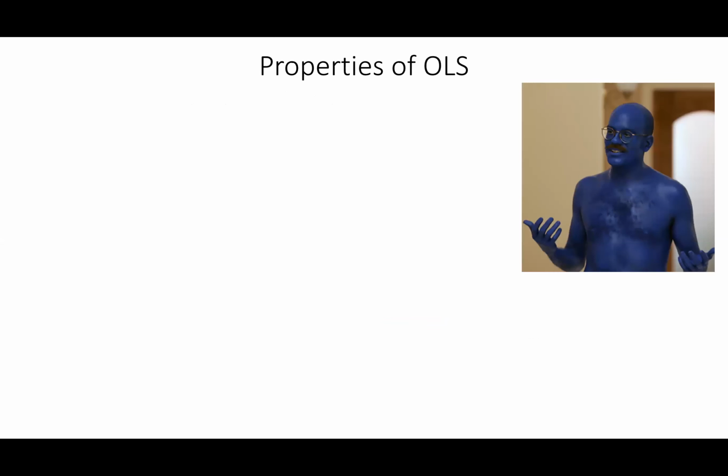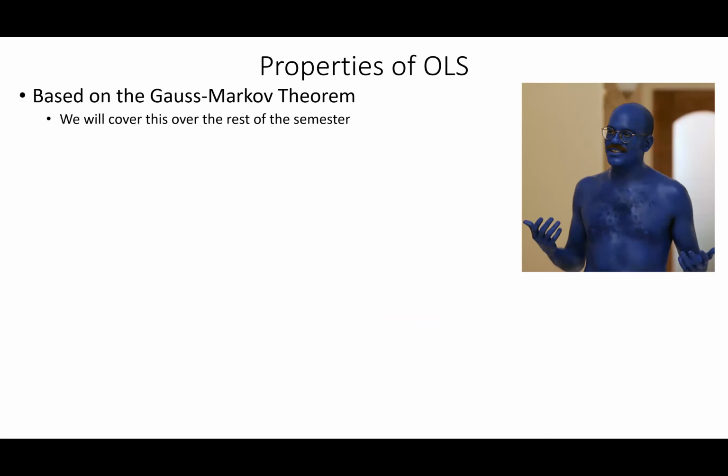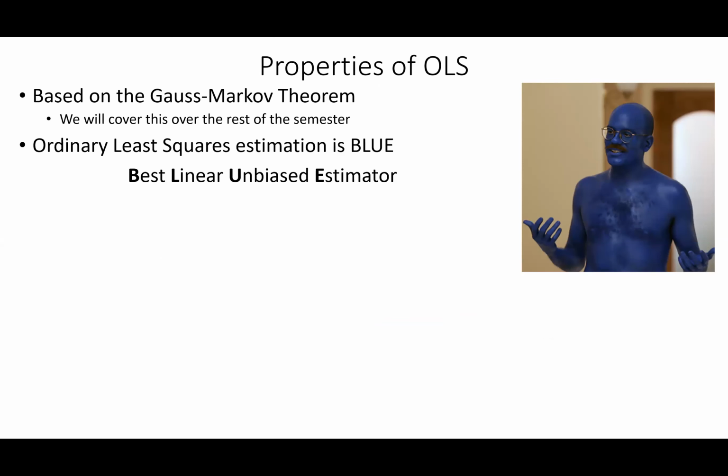Okay, so what are the properties of ordinary least squares regression? Well, the main properties that we're going to talk about are based upon the Gauss-Markov theorem, whose assumptions we are going to cover in more than plenty of detail throughout the remainder of the semester. But as our friend Tobias Fünke here is showing us, while he's dressed up for the Blue Man Group, ordinary least squares regression is BLUE. OLS is the best linear unbiased estimator. So let's unpack what each of these words mean.